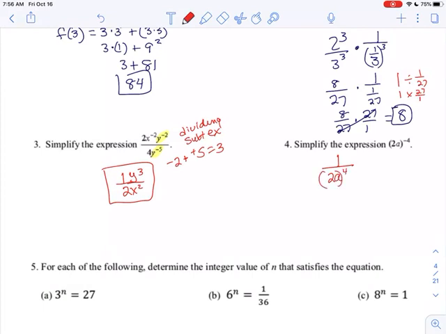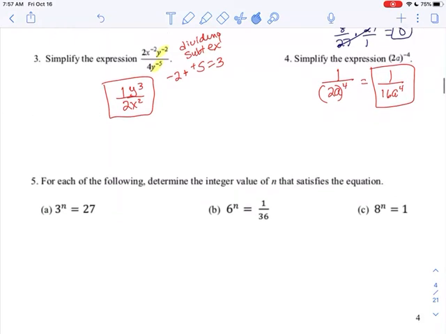2a to the negative 4. To make anything a positive exponent, I put it in the denominator. That's 2a to the fourth. Now that 2a was in parentheses, so everything is to the fourth power. The 2 is to the fourth power. 2 times 2 times 2 times 2 is 16, and the a is to the fourth power. So that's my answer.